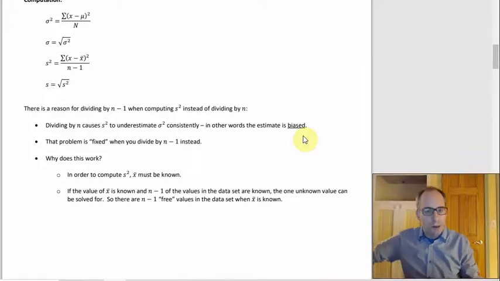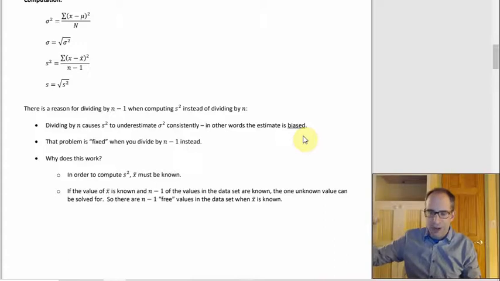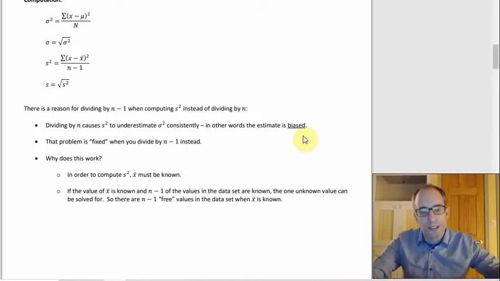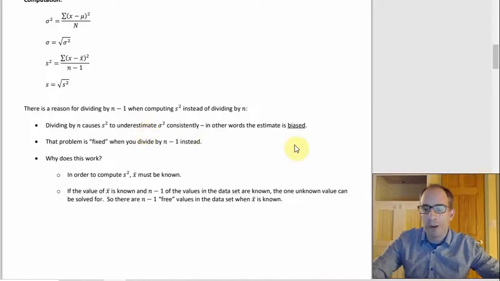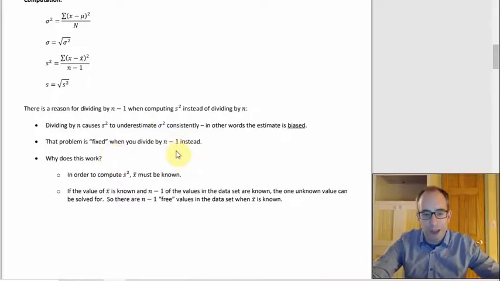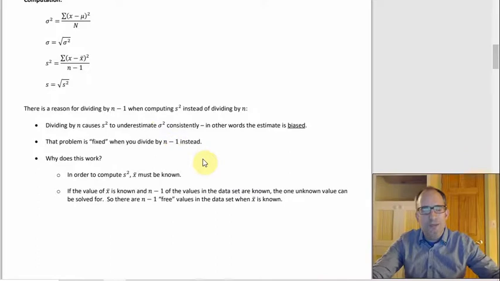If you have an opinion poll that's biased, the numbers are either always coming in too high or always coming in too low, right? And this is a case where if it's underestimating, it's always too low, it's always too small. So that's a biased measurement. That problem is fixed if instead of dividing by n, you divide by n minus 1. Okay, fine, but then why does that work?